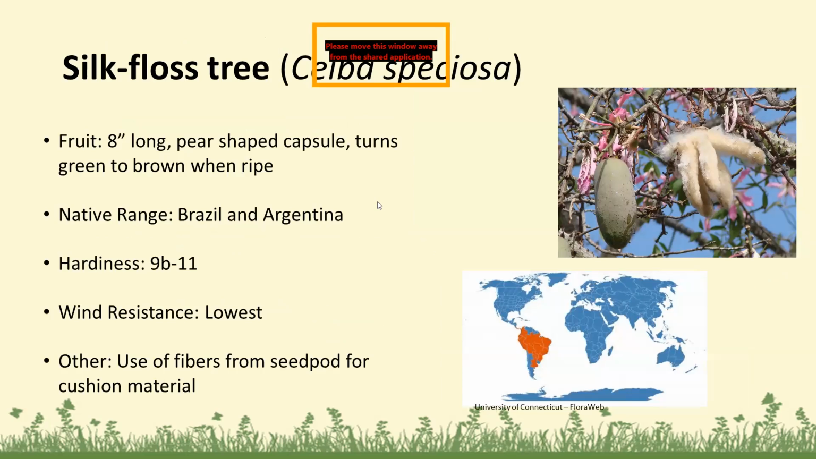Those flowers will eventually form an 8-inch long pear-shaped capsule that turns green to brown when ripe. The native range is Brazil to Argentina, and we're on the edge of hardiness for this plant. So it will go ahead, it will be hardy.